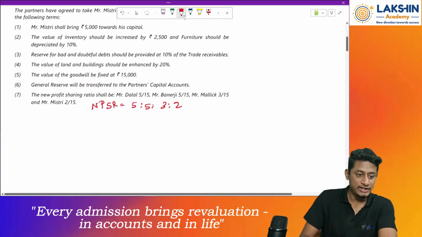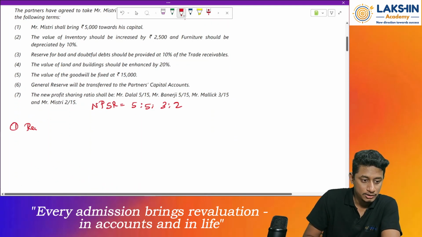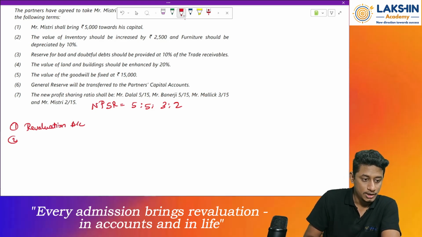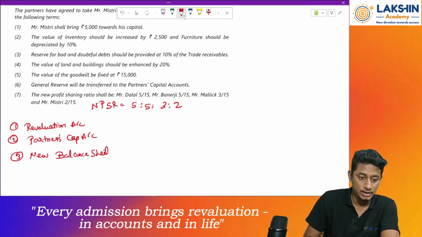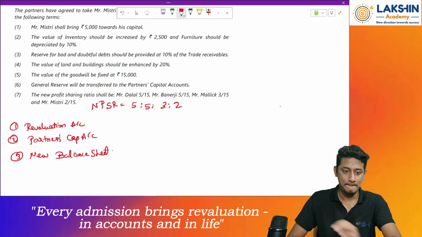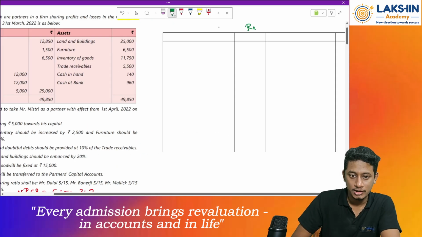So we need to prepare what? We need to prepare the revaluation account. Then we need to prepare partners' capital accounts, and we need to prepare the new balance sheet, the new balance sheet after the admission of the new partner. Okay, these many things we need to prepare. Now, revaluation account.